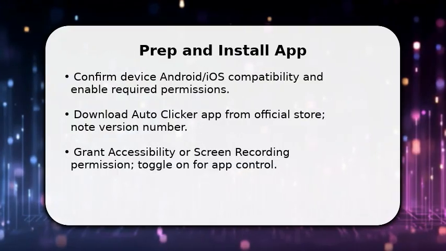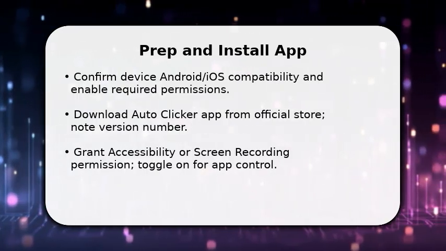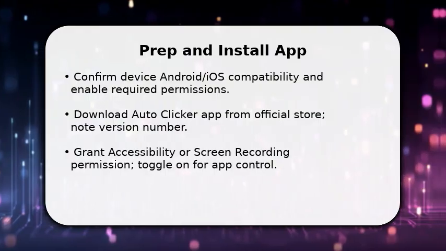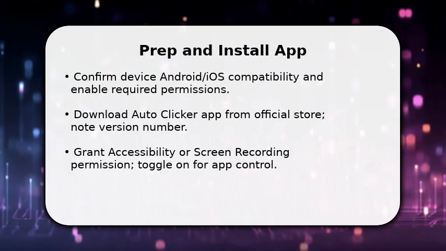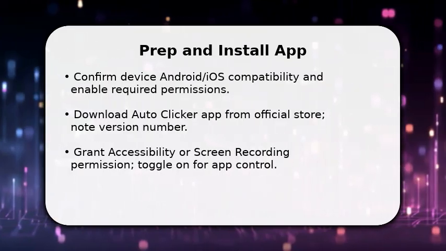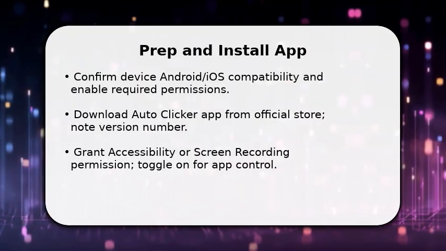You start by preparing the device so the app can actually control taps. First, confirm your Android or iOS version supports the auto clicker and check permission requirements. Once done, download the official auto clicker app and note its version because updates change behavior.